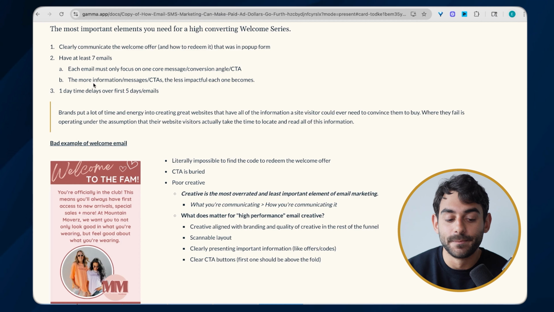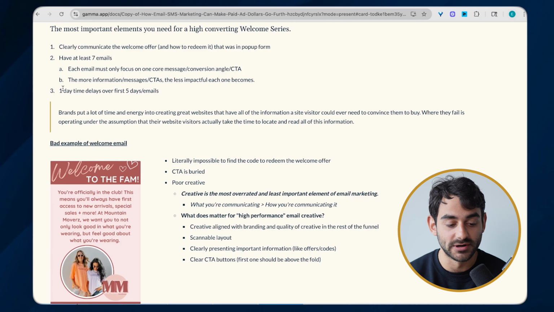Ultimately, this is just because the more information, messages, and CTAs that you have in one email, the less impactful each one becomes. So I see a ton of brands that have one welcome email and then they have their about us story and their best sellers and their FAQs and their customer service contact. And it's just way too much information that all gets lost. So instead of having all that in one email, you should break that up and have them all in separate emails. And then, like I said, the first 7 days are super important, so you should just have 1 day time delays in between each email.